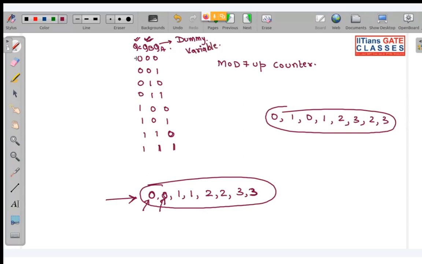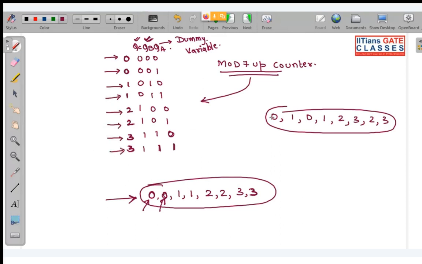This is the dummy variable. So if you take just QC, QB, this is zero, even this is zero. This is one, this is one. This is two, this is two. This is three, this is three. So actually I am constructing it with mod seven. But here you can see that I am counting just four unique numbers, 0, 1, 2, 3. But each of the zeros is unique, these two ones are also unique, these two twos are also unique, these two threes are also unique. In this count sequence, I have taken QC and QA as my output and QB is the dummy variable.